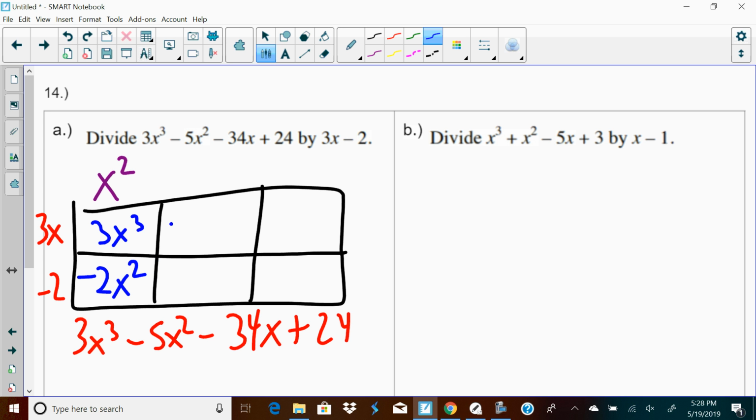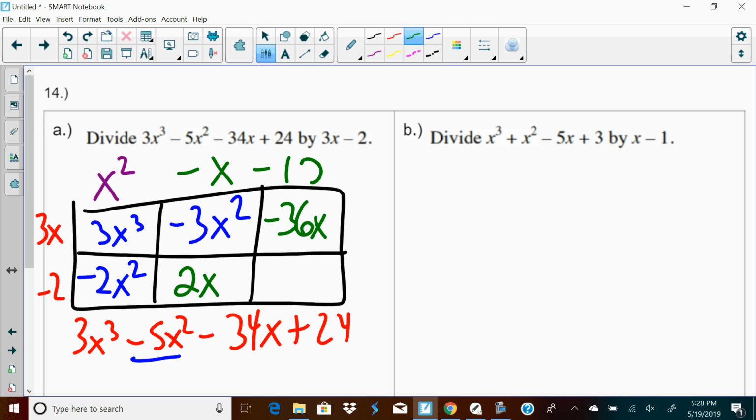Negative 2x squared plus negative 3x squared gives me the negative 5x squared that I need. So then I get negative x. This becomes a positive 2x. So I need negative 34x. So this has to be negative 36. Then I need 3x times what is negative 36x? It's negative 12. Negative 12 times negative 2 is positive 24. So this is my final answer.